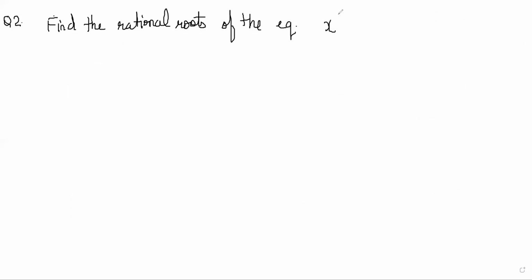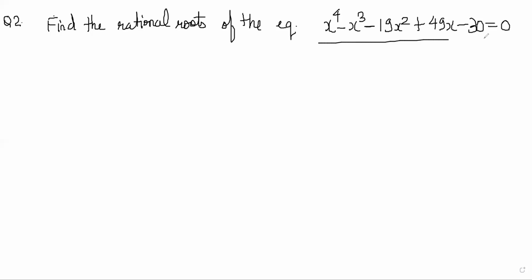An example problem is this, question number 2 for us. So find the rational roots of the equation x power 4 minus x cube minus 19x square plus 49x minus 30 is equal to 0. So this fits the pattern that we had in the previous theorem, where first coefficient is 1. So every rational root of this must be an integer and all of those roots must be divisors of minus 30, right? All roots are divisors of the last coefficient. All the roots divide minus 30.